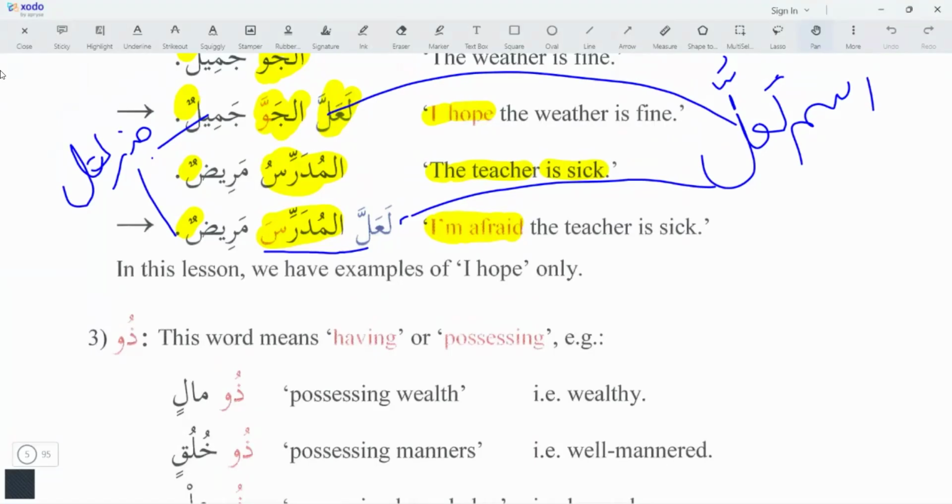Sir, which book is it? This is Duroos al-Lughah al-Arabiyyah book 2. I will share it after the class. I already shared book 1, book 2, book 3 in the groups. Maybe some of you joined the group late and you don't have the book. I will share it again. You can download it from the group. Okay, sir. Thank you, sir. You're welcome.